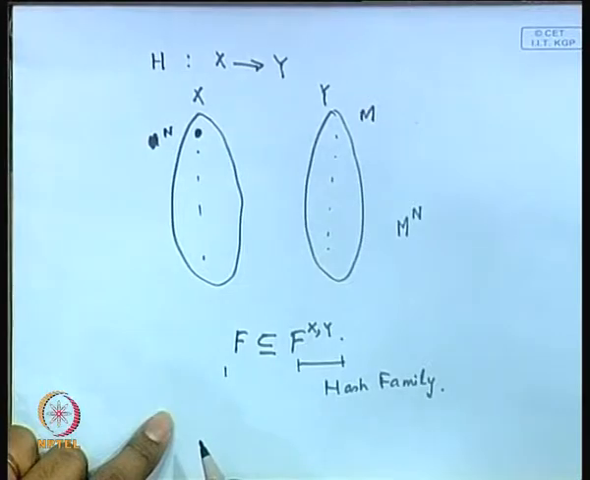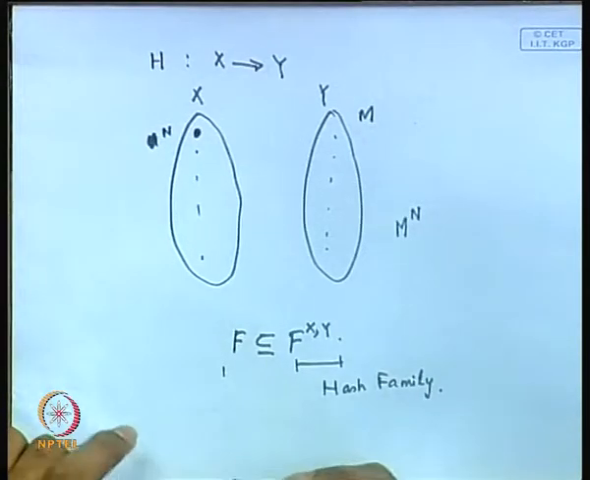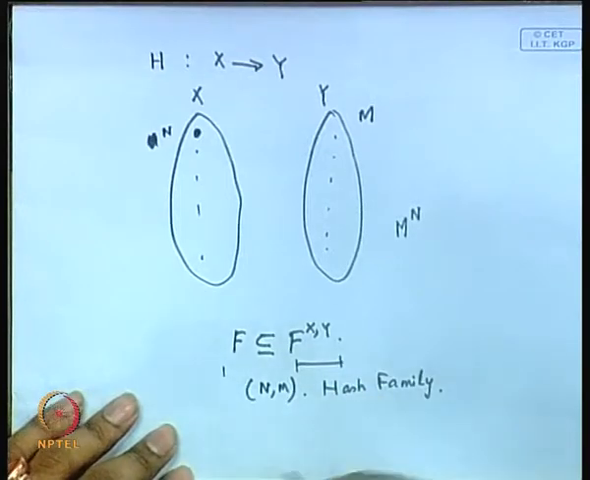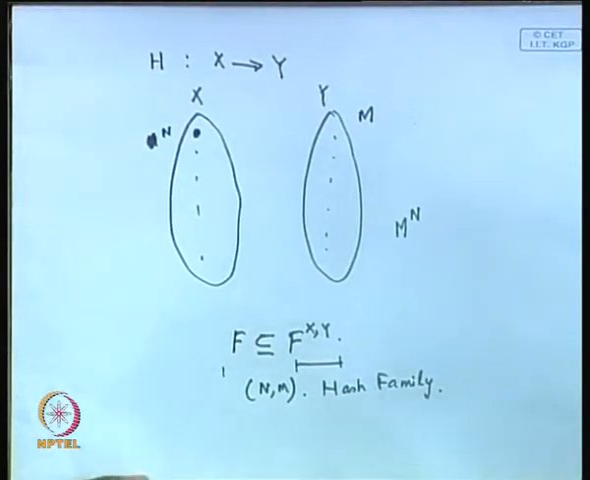Why are we using the subset only? Because I am choosing only some of them from there. There are various mappings possible, right. So this is sometimes also called an n comma m hash family, because I am concerned with only the transformations from n number of values to m number of values.